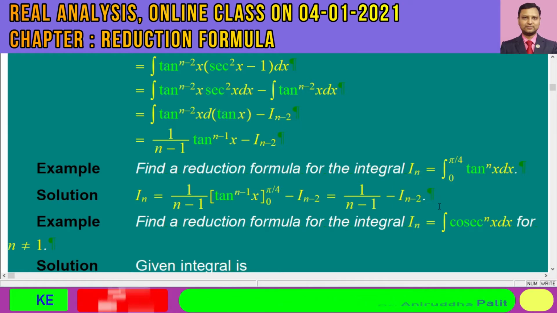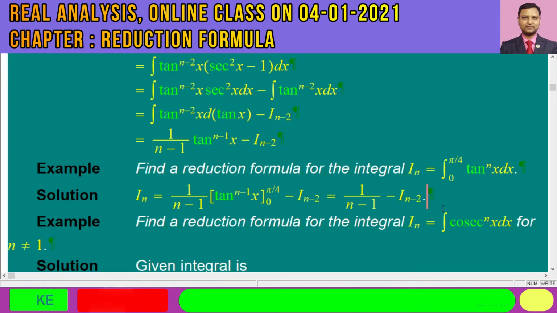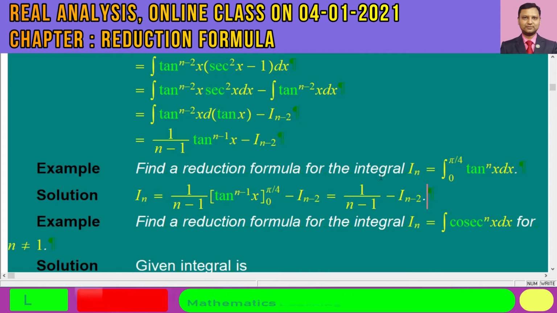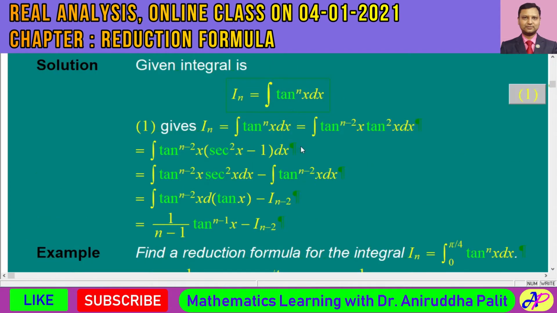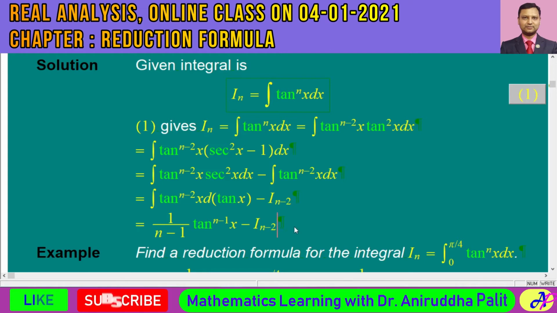So this kind of question generally comes in exams. You don't need to remember the reduction formula. Generally in exams they directly say deduce a reduction formula, or they just directly say prove that I n is equal to 1 by n minus 1 minus I n minus 2. In this kind of question you will get about 4 to 5 marks. So these are quite easy questions.